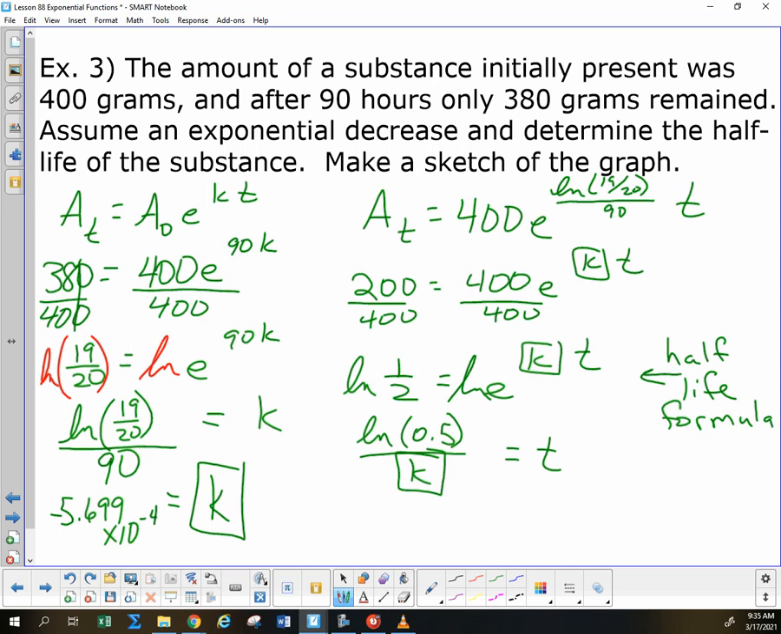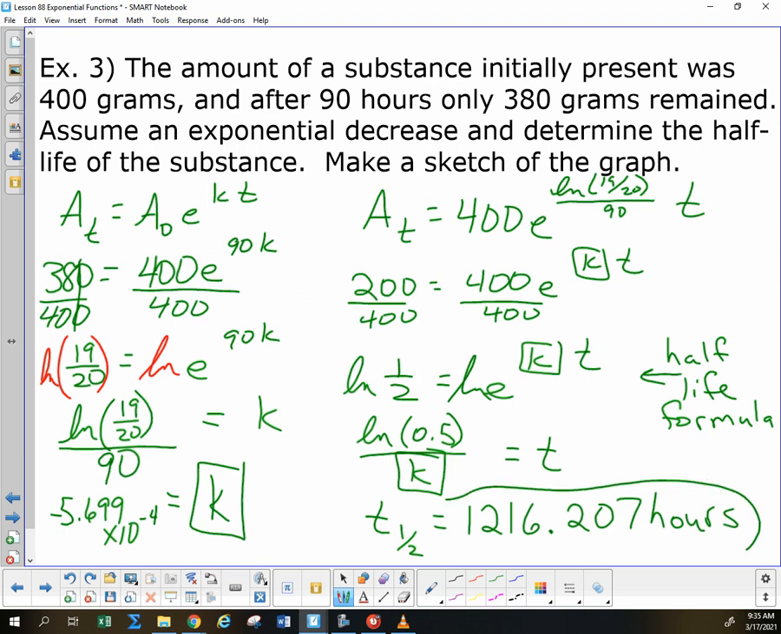Emma, you have it already? What you got? Excellent. So the half-life is, and so the time to have half of what we started with, we'll label that T1/2, is 1,216.207, and it is hours.